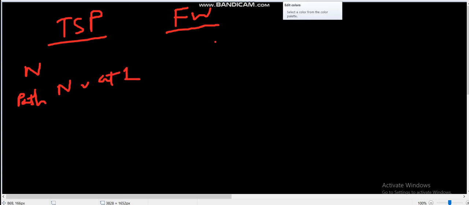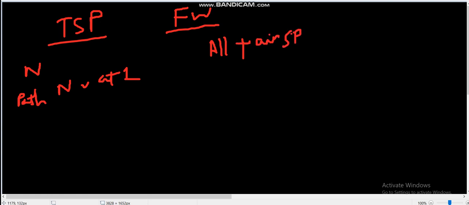And what is the Floyd-Warshall problem? Floyd-Warshall is nothing but finding all pair shortest paths. So these two problems are required. You can look at what these two algorithms are. I will provide the link of the code in the description box also, the GFG link. Now let's look at the problem.